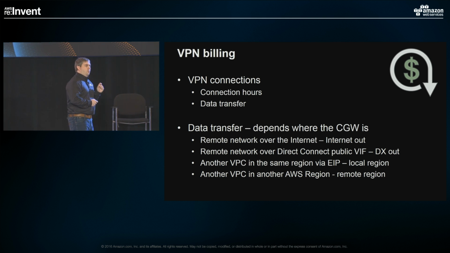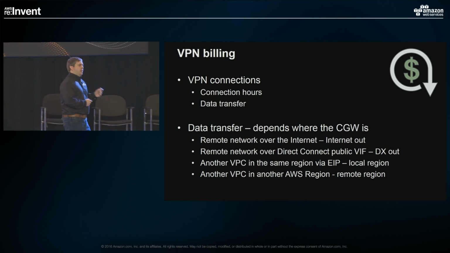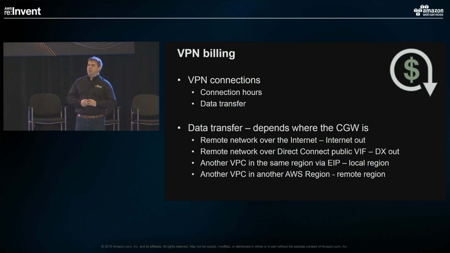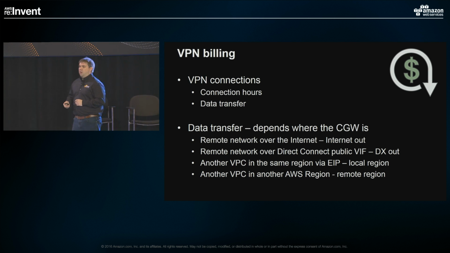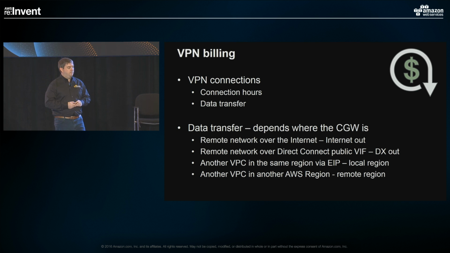But what if you're using your customer gateway via a Direct Connect circuit, which is the example that I'm going to be talking about later on? How do we charge for the data transfer in that situation? Well, it's charged at the rate for Direct Connect. It's not charged at the normal internet data transfer rate.